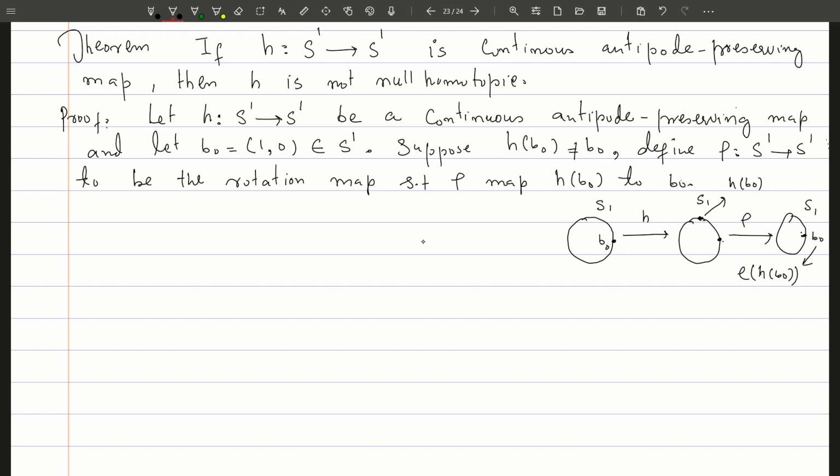So one can note here that this rho, being a rotation map, is clearly antipode preserving, because if these two points are antipodes and rho is the rotation by an angle theta, then this point b gets mapped to this point, and this point here gets mapped to this point. So if they were antipodal points, they clearly remain antipodal points, because this angle is equal to this angle.